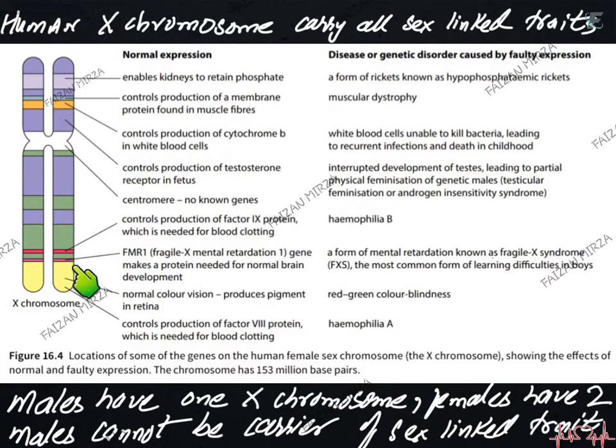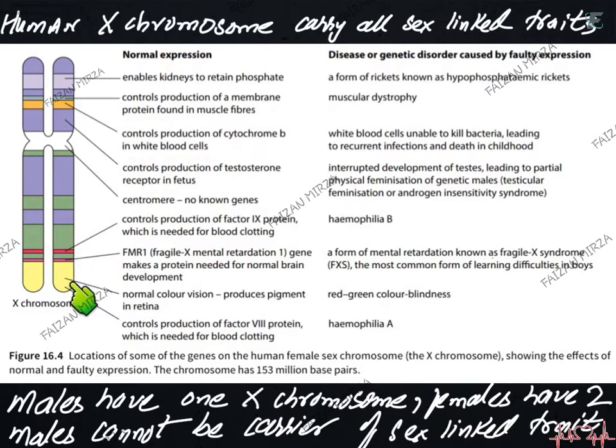This one is required for normal color vision. This produces the pigment, and this one is involved in red-green color blindness as well. And we study factor VIII. We study how factor VIII is the gene which can cause hemophilia in males. Hemophilia B can be caused by yet another factor, factor IX, which goes missing.